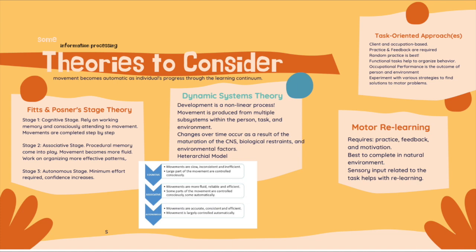Fitts and Posner's stage theory is another one that we'll touch on. Stage 1 is the cognitive stage, in which an individual relies on memory and consciously attending to movements. Stage 2 is the associative stage. Here, procedural memory starts to come into play, and movement becomes a little bit more fluid. Stage 3 is the autonomous stage. Minimum effort is required, and confidence starts to increase. This theory is nice because it breaks down the process that a person goes through as they learn or relearn motor concepts.